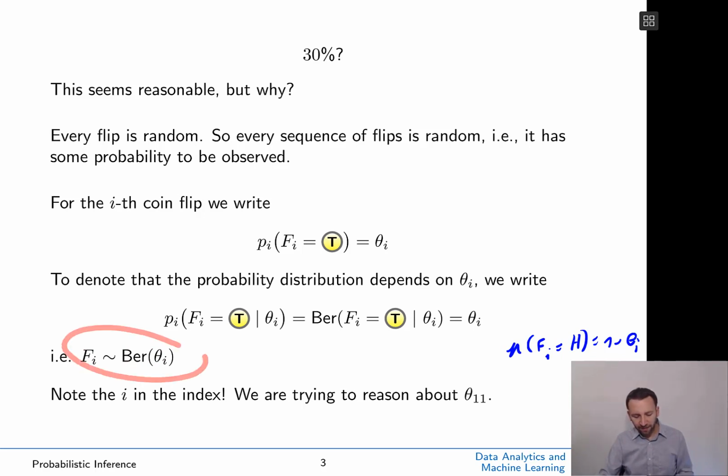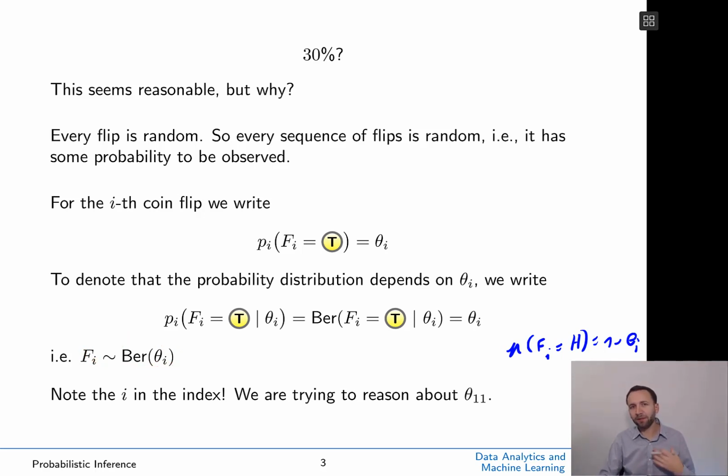Okay, so this is how we denote it. Note the index i here, and that's one important point we have to make. At the beginning, without any further assumptions, every outcome can have a different distribution. So technically you have to think about it as having multiple coins, right? You flip every coin, and every coin has its own distribution. Every coin might behave differently.